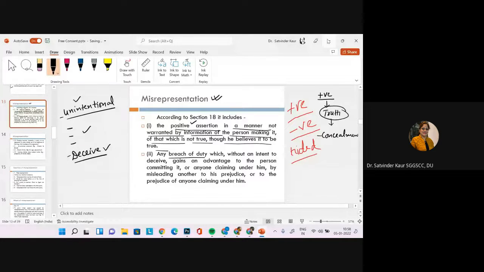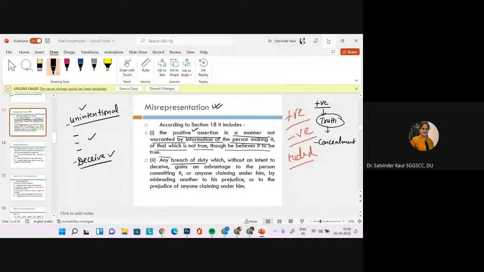It was your duty to check whether the particular information which you are sharing with the customer, or with the other party, is true or not, but you have made the statement for the sale purpose and you have not fulfilled your duty. Then also it will be regarded as misrepresentation, right? So if you see the definition, it says any breach of duty which, without an intent to deceive, your malintention is not there, gains an advantage to the person committing it.